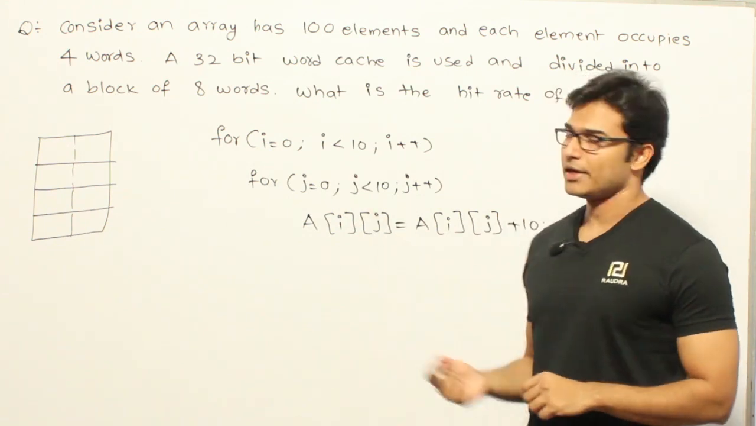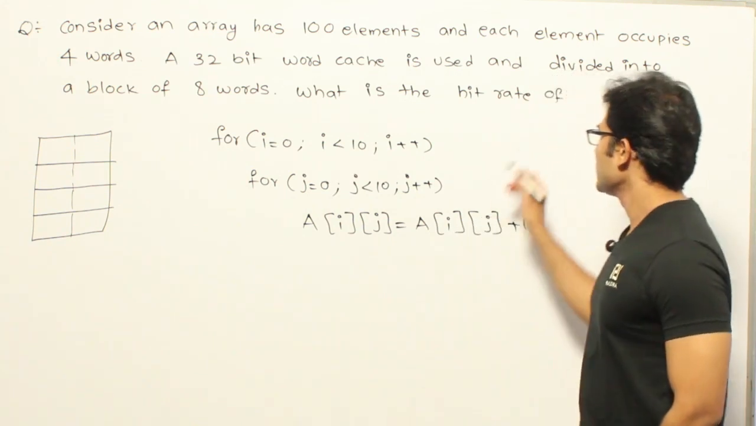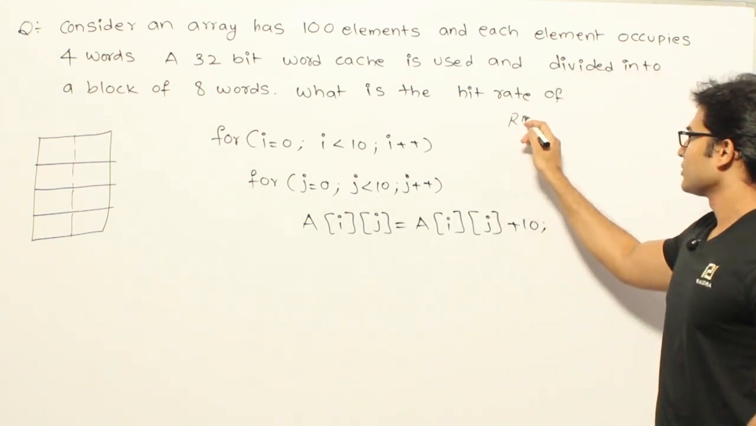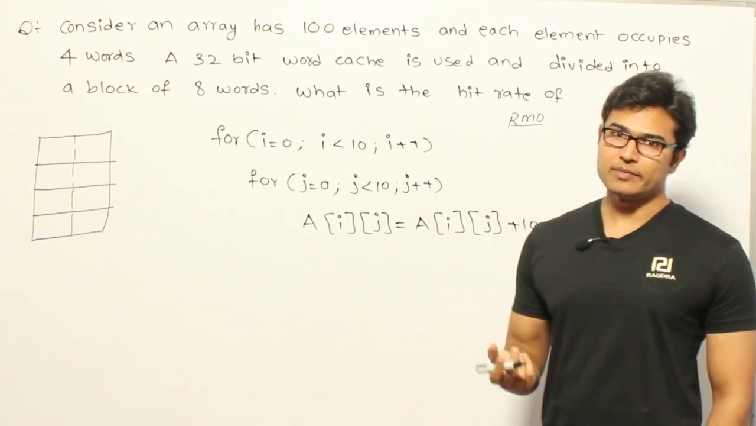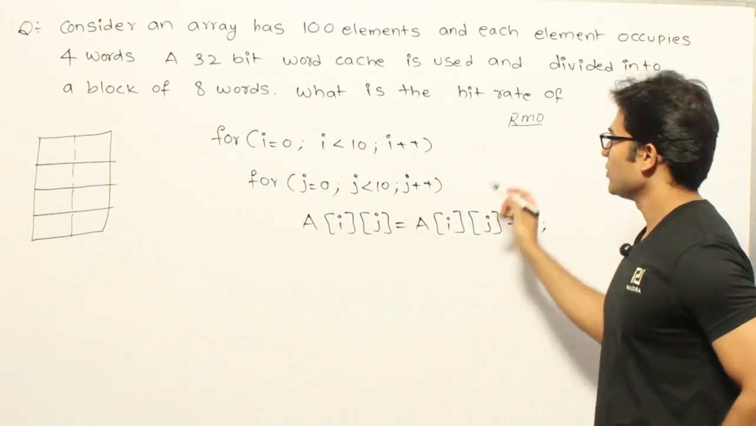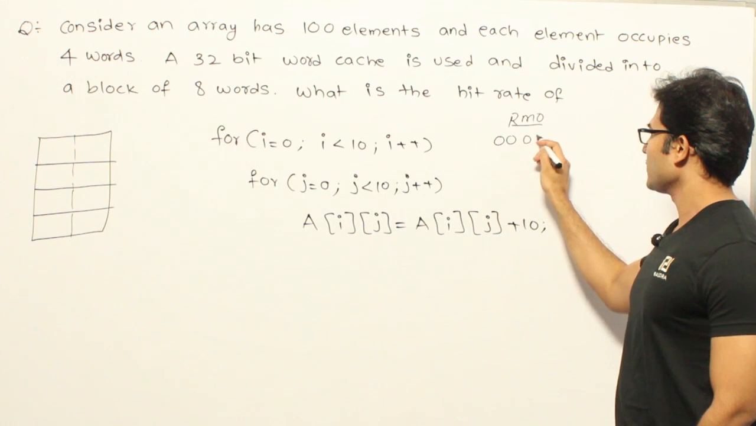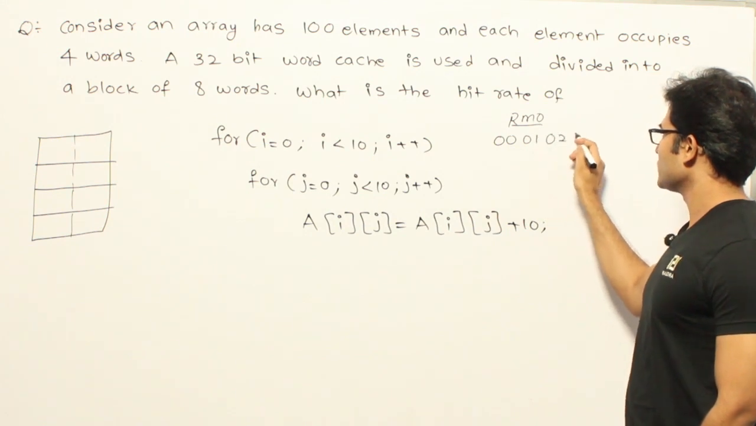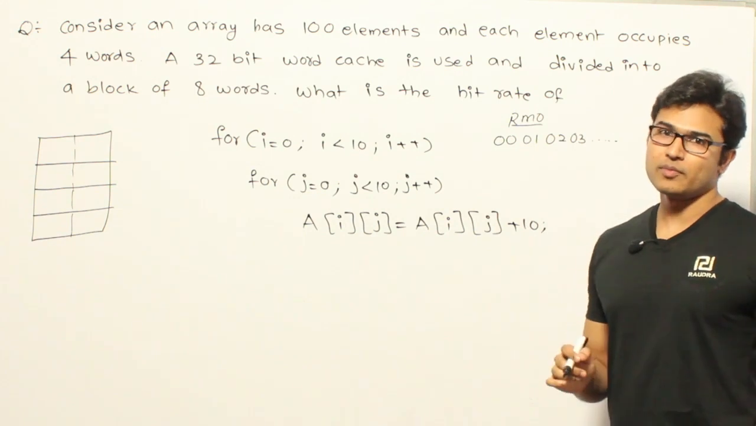Since it is a 2-dimensional array, there are 2 ways we can store the elements in the memory. One is the row major order and the other is the column major order. In row major order, we store the elements row by row, which means we take the first row. The first row contains 0 0, 0 1, 0 2, 0 3 and so on, right? This is the order in which you store in row major order.